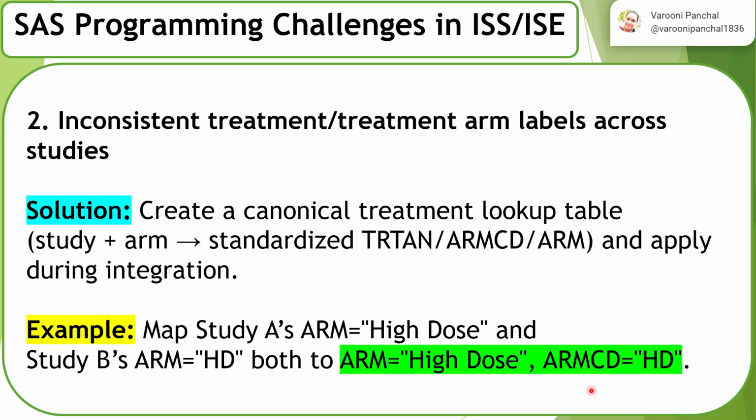So these are the strategies that you might come across, and these are the solutions you need to make: the mapping layers, the documentation and the lookup table. Document as much as you can when you're working on an ISS and ISE study, for each and every study. That will help you a lot in going back and having traceability as to what was done earlier and what we are doing now.